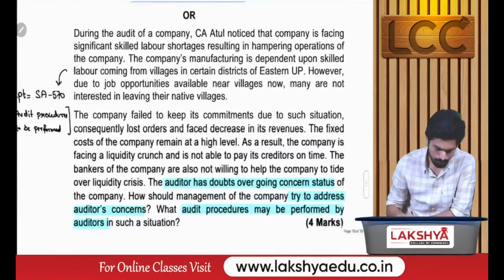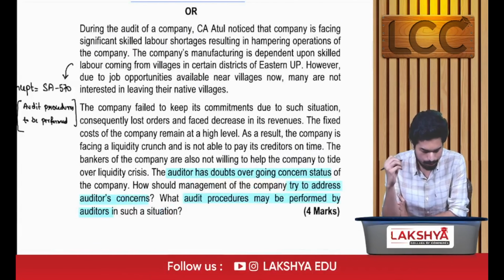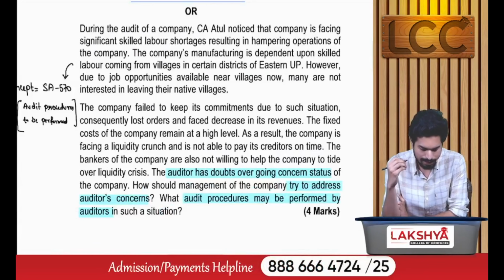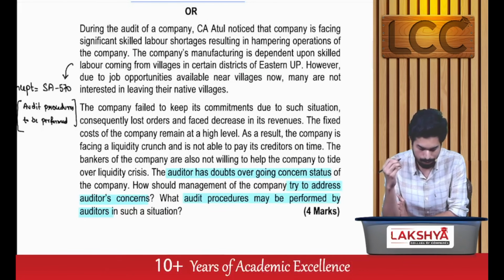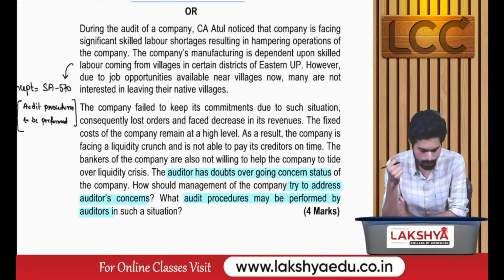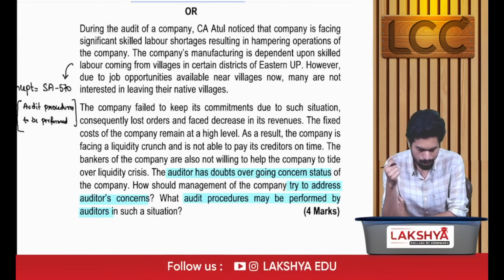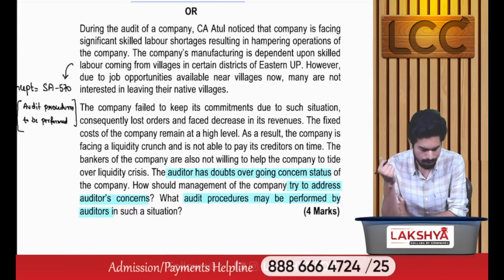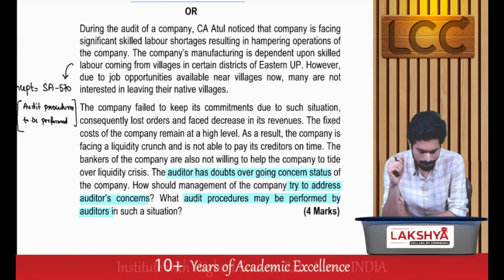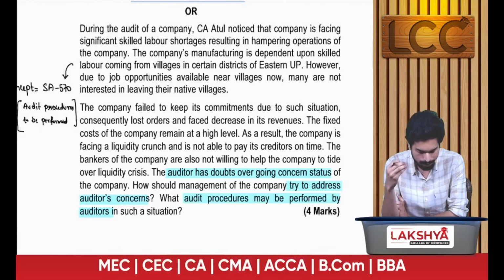Next, last question. During the audit of a company, CA Atul noticed that the company is facing significant skilled labor shortages, resulting in hampering operations of the company. The company's manufacturing is dependent upon skilled labor coming from villages in certain districts of eastern UP. However, due to job opportunities available in near villages now, many are not interested in leaving their native villages. The company failed to keep its commitments due to such situation. Consequently, lost orders and faced a decrease in its revenues. The fixed cost of the company remained at a high level.